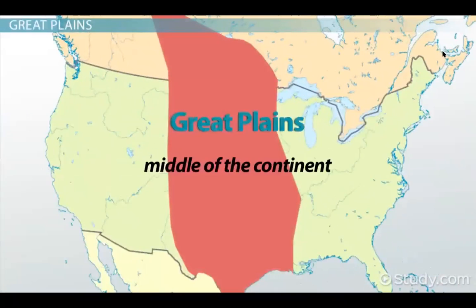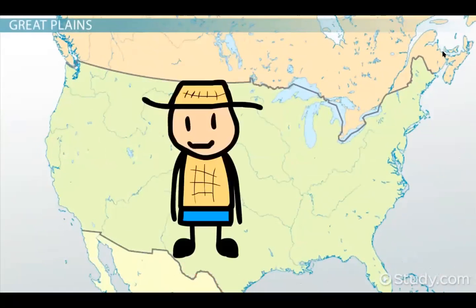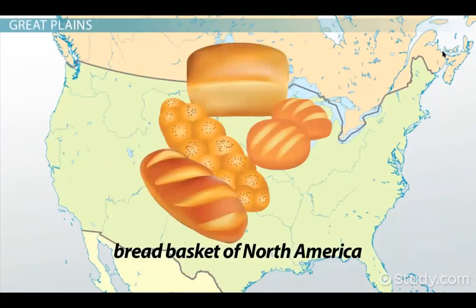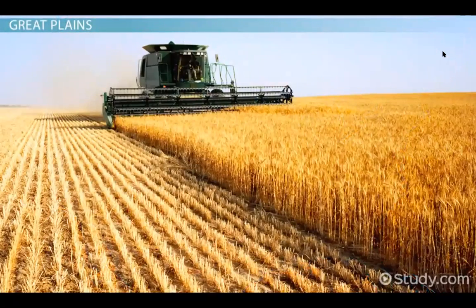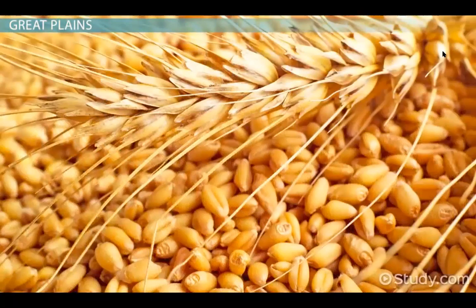Moving to the middle of the continent, we come to the Great Plains region, which is located in the US and Canada. Home to many of the continent's farmers, the Great Plains region is often called the breadbasket of North America. It's earned this nickname due to its lush soil that supplies much of the continent with wheat and agricultural products aplenty. It's also home to the Corn Belt, the booming agricultural region of the Midwestern US.